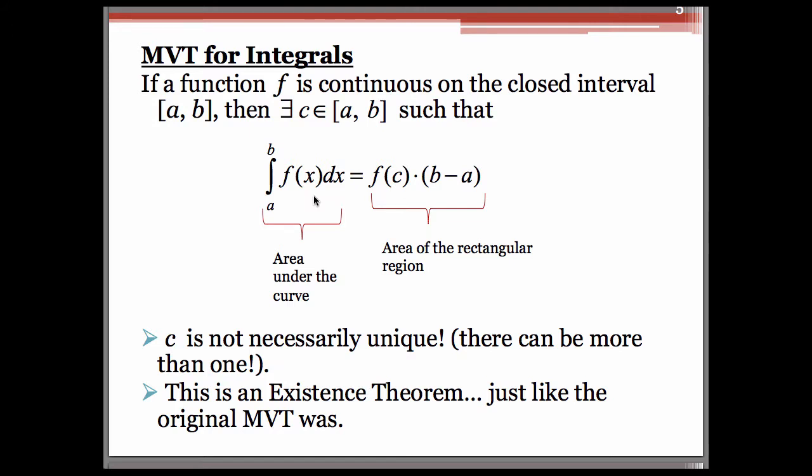Now think about what that tells us. The definite integral, remember, gives us the exact area under the curve. F of c times b minus a is giving us the area of that single rectangle that we will be able to find, whose area will be equivalent to the actual area under the curve. F of c is going to be the height of the rectangle. B minus a gives us the width of the rectangle. Once again, c is not necessarily unique. There can be more than one answer for c, and once again, it is an existence theorem, just like the original mean value theorem was.